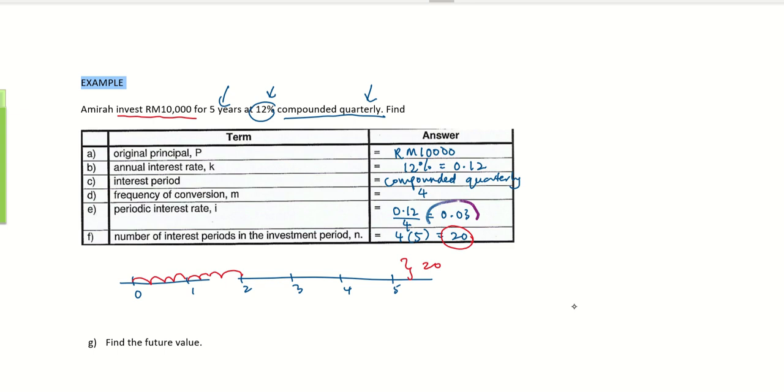What does the 3% mean here? We know that K is the annual interest rate. For example here, K is 12%, which means 12% is the interest rate for a year. However, the interest calculation is based on compounded quarterly, so for every calculation of interest we use 3%.